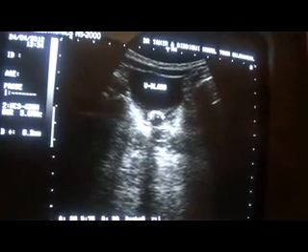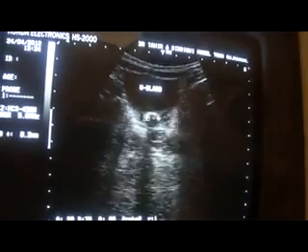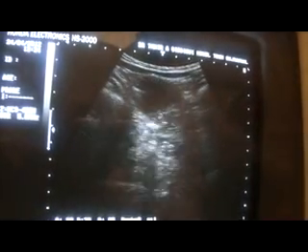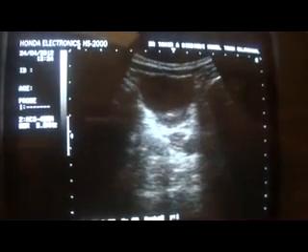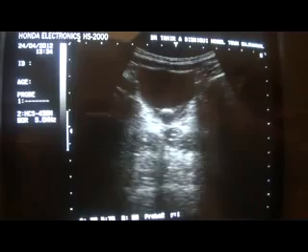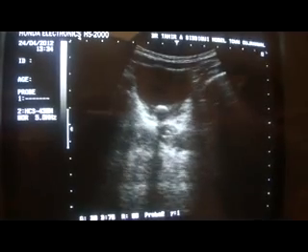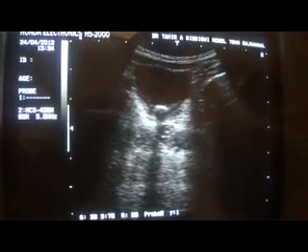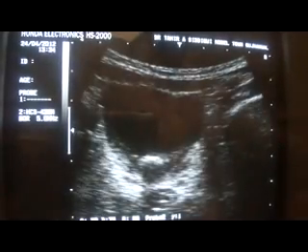However, the bladder wall is normal. It measures not more than 1.3 millimeters, so no evidence of cystitis. Debris is seen settled down with the posterior wall of the urinary bladder in transverse section.